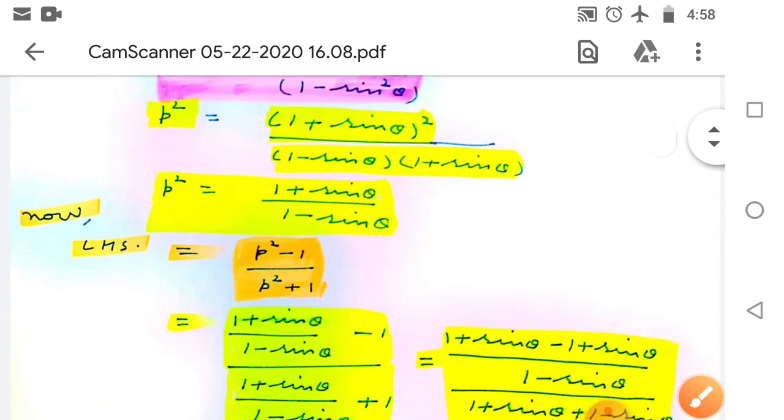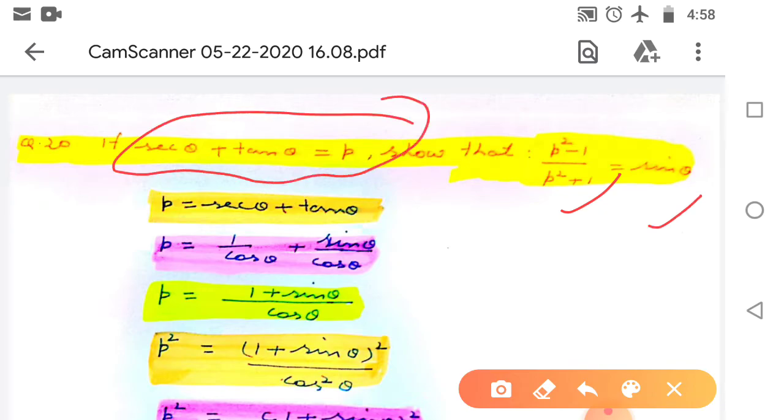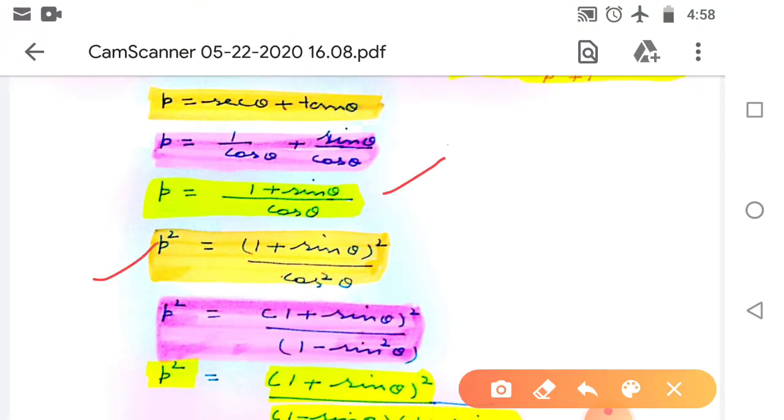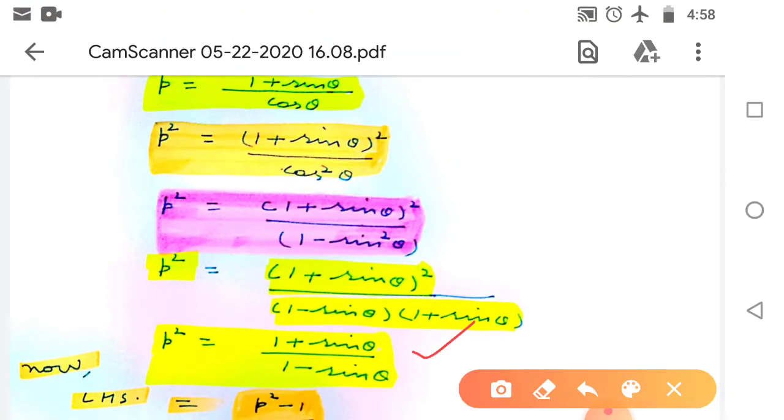So, in this question, we show that p square minus 1 upon p square plus 1 is equal to sin theta if the value of p is sec theta plus tan theta, right. So, initially we convert sec theta and tan theta into cos theta and sin theta. As we know, sec theta is equal to 1 upon cos theta, and tan theta is equal to sin theta upon cos theta. Okay. Now, take the LCM. LCM is cos theta, then squaring both sides, we need p square. So, the value of p square is 1 plus sin theta upon 1 minus sin theta.